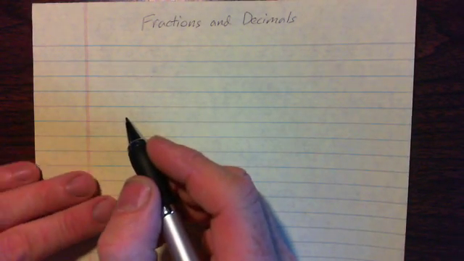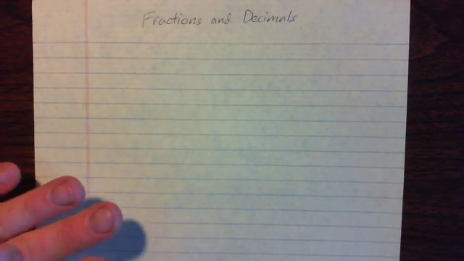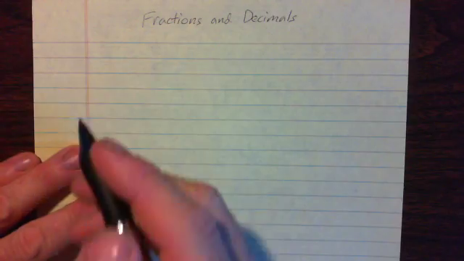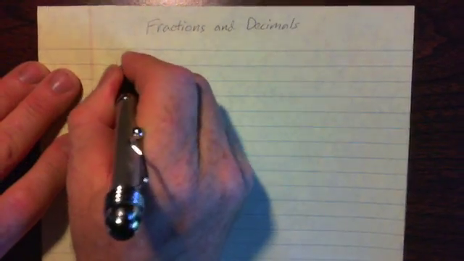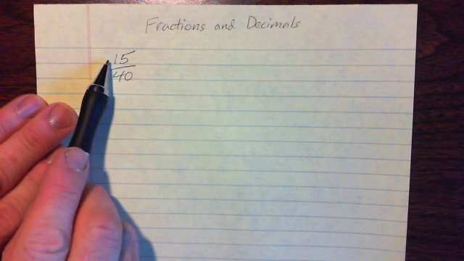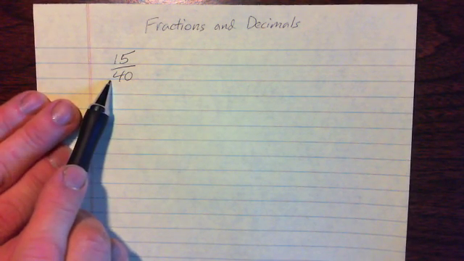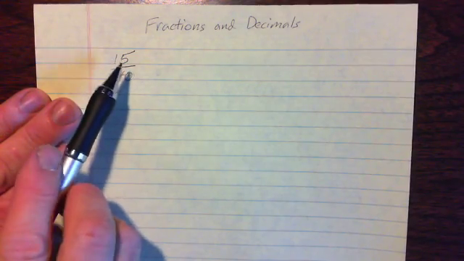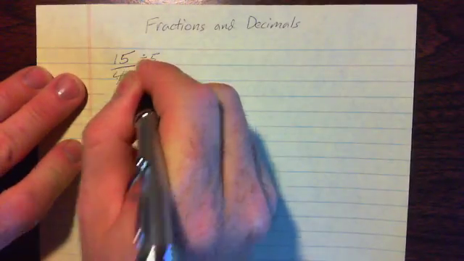Alright, this video is about fractions and decimals, but it's just the bare minimum that you need to know. So a fraction can be reduced by just dividing the top and the bottom by the same number. So suppose we have 15 over 40. Now you want to find a factor that is divisible into 15 and into 40. So obviously 5 is, right? 5 goes into 15 and 5 goes into 40. So you just simply can divide the top by 5 and the bottom by 5.